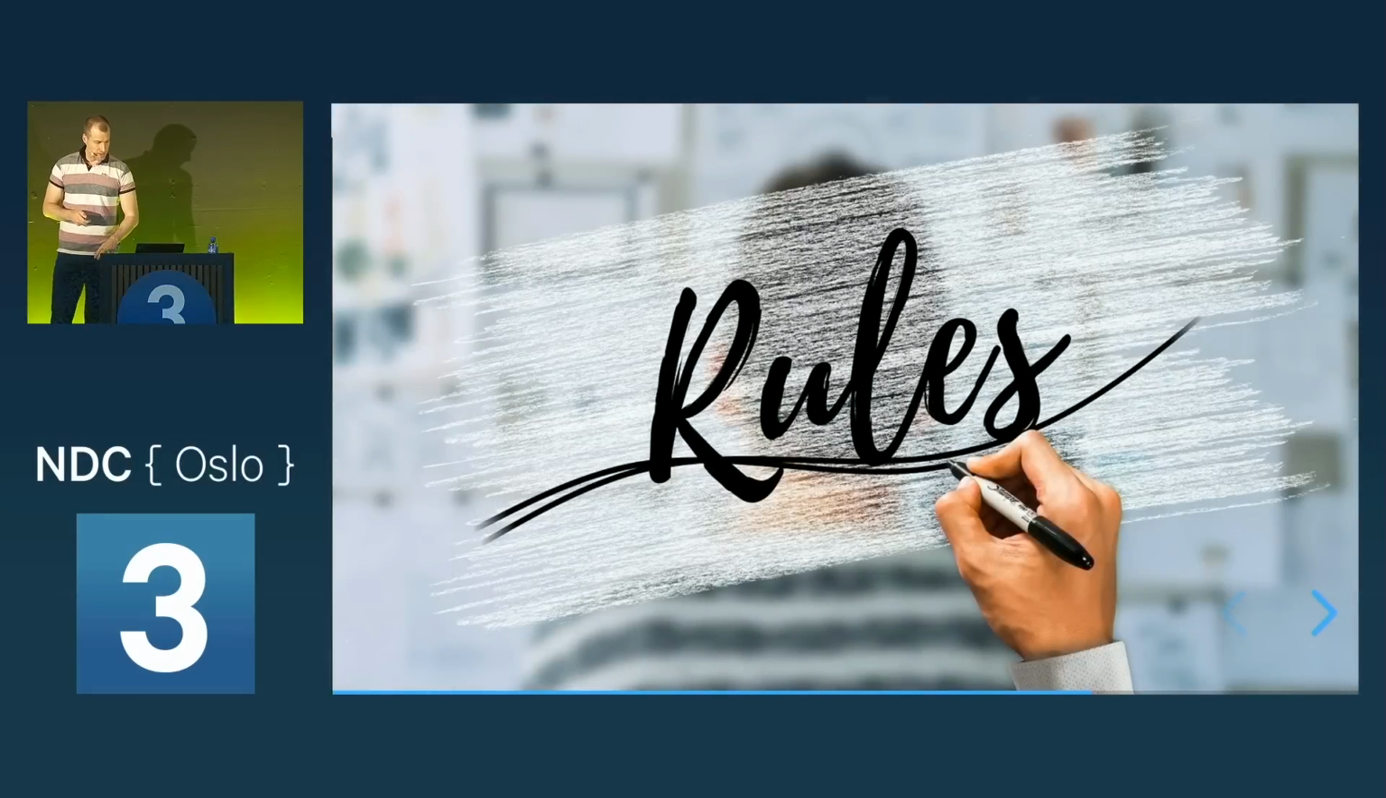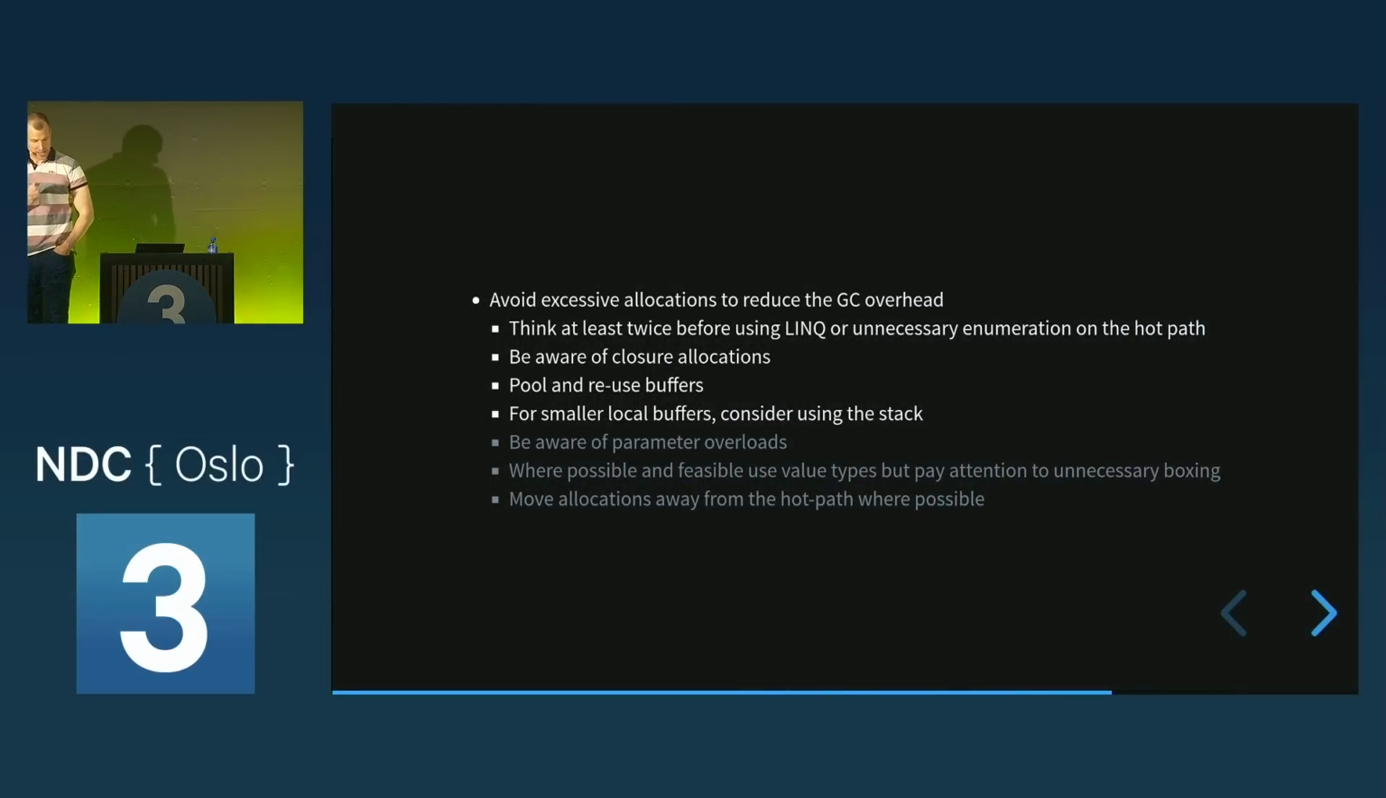Good. Let's quickly summarize the rules that we had under avoid excessive allocations. Think at least twice before using LINQ. Be aware of closure allocations, pool and reuse buffers. For small local buffers, consider using the stack. I have three more that I haven't shown here in the interest of time. Be aware of parameter overloads when you have methods that accept parameter arrays, causing unnecessary allocations. Where possible and feasible, use value types, but pay attention to unnecessary boxing.